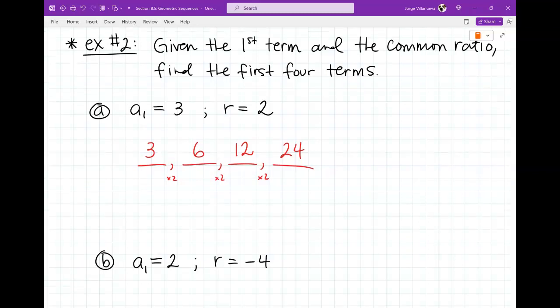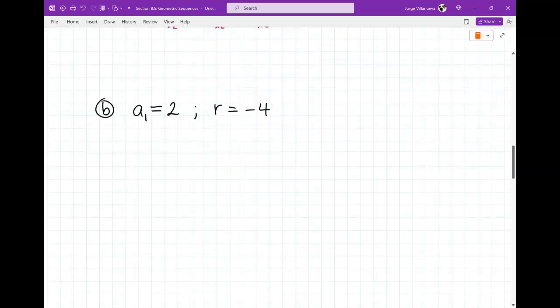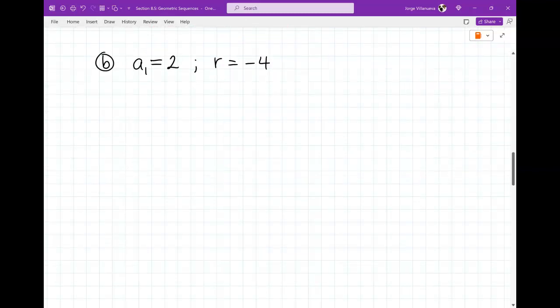So that's part A. You could see part B right here, where a sub 1 is 2, r is equal to negative 4. So I gave you the first term, and I gave you your common ratio. Let me just write this out here. So 1, 2, 3, 4. We want 4 terms, and I know that a sub 1 is 2. So all I have to do now is just multiply by negative 4 over and over again.